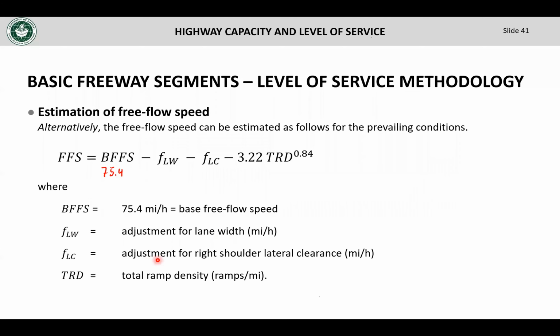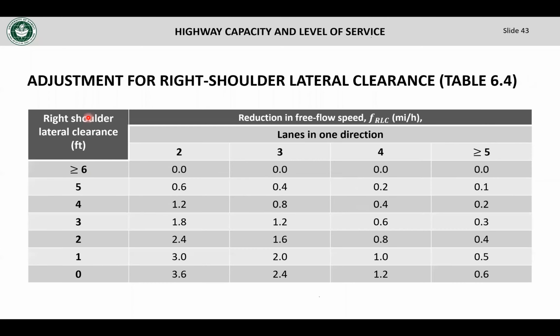Then the adjustment for right shoulder lateral clearance is just looking again at the table, and the adjustment factors, you find them in this area of the table. And it depends on two things. It depends on the total number of lanes. And by the way, be careful, read the tables carefully. If I have a 4-lane freeway, typically that would be 2 lanes in each direction, so I would have to look at this value. If I have a 6-lane freeway, typically we'll be looking at 3 lanes in each direction, so we'll have to look at this. This corresponds to an 8-lane freeway, and this corresponds to a 10-lane freeway.